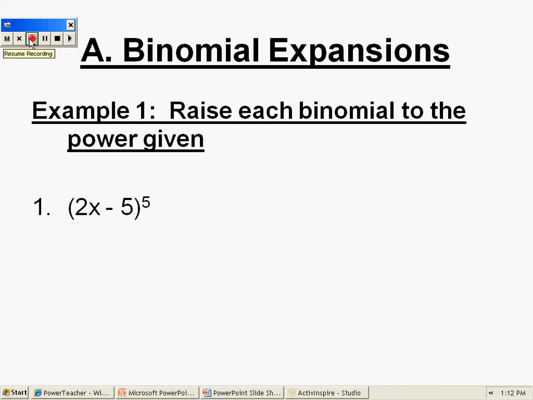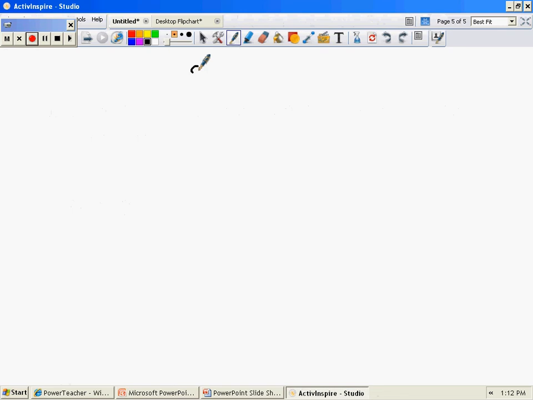Okay, so we have 2x minus, what was it? 5 to the 5th power. And here we go. Well, thinking back to the patterns we observed, you remember that the first term always started with the highest power and it worked its way down, right? So let's look at the first term here. We have 2x, and the power we're raising it to is 5.